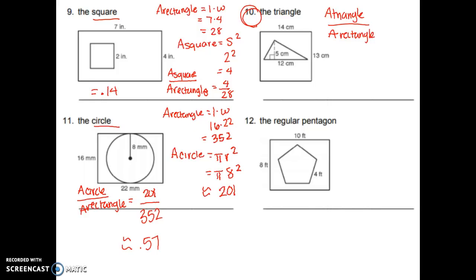So come to me Monday, B lunch, if you didn't understand this, and we can get that solved right away for you.